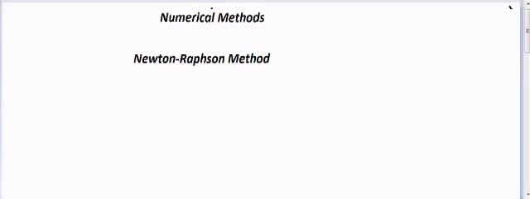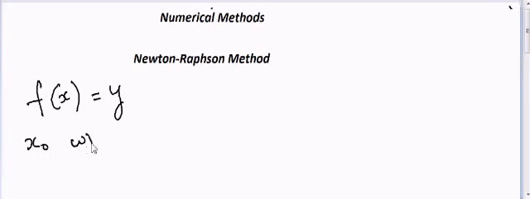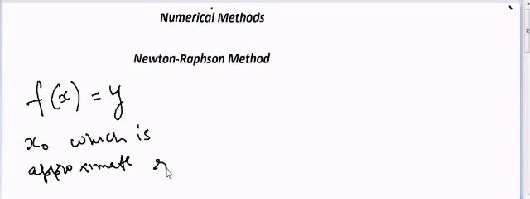So how does it work? Suppose we have f of x, and that is equal to y, and we have x0, which is an approximate root of f of x. Now we want to calculate the exact root of f of x.